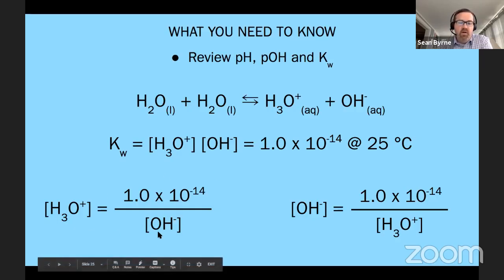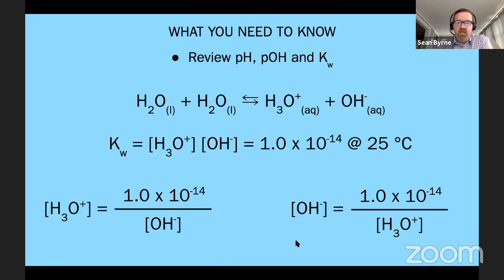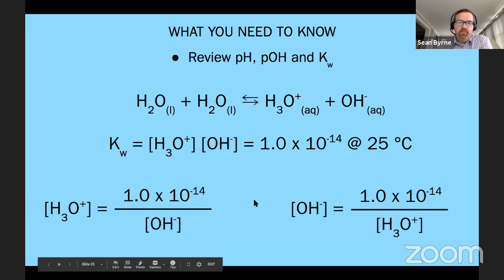If we are given an OH concentration and we want to find the hydronium, we would use an equation that looks like this. If we're given the hydronium and we're trying to find the OH, we would use an equation like this. I just used algebra to get here, and you will always have this equation at your disposal.